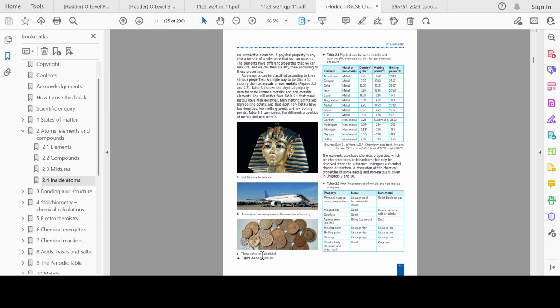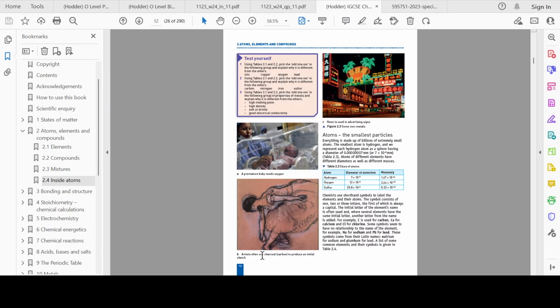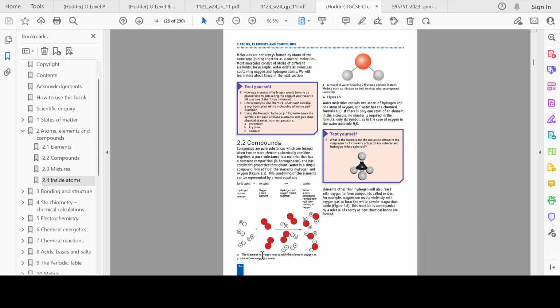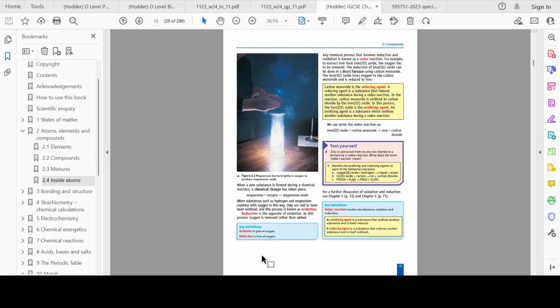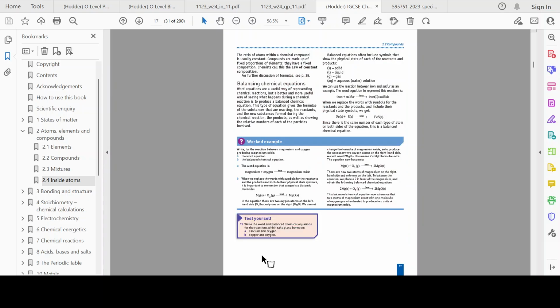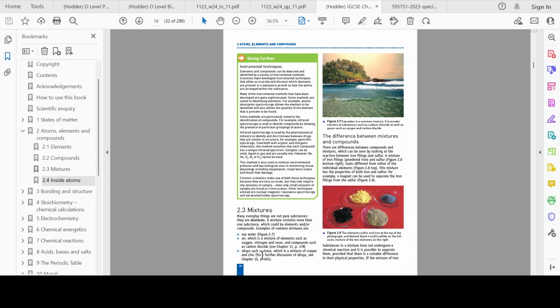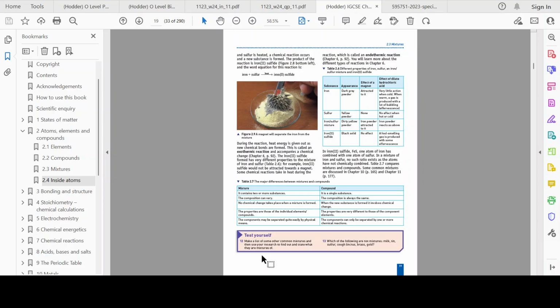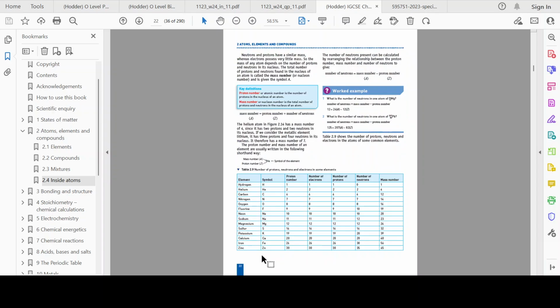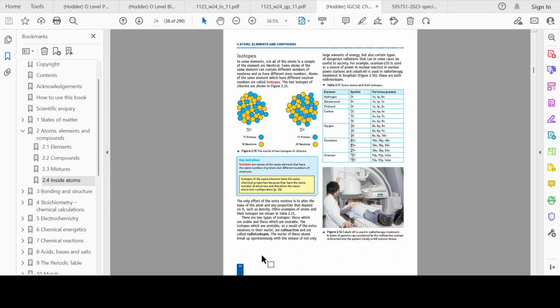So here's the beginning of the chapter. Can't seem to find it right now. So we'll take a look at it. I'll see if I can locate it later. You guys do that as well.